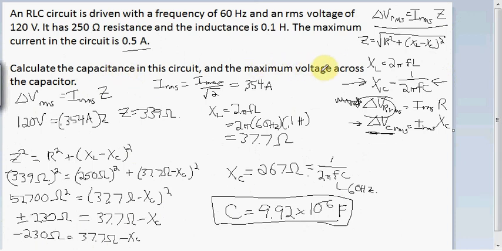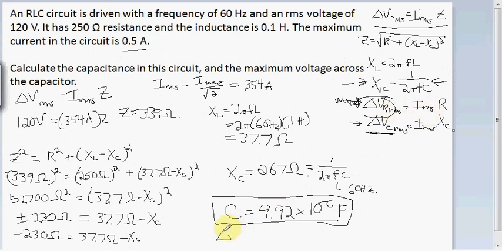And then the other thing we want is the maximum voltage across the capacitor. Now, the thing I want to point out here is that I've written all these equations that relate delta V something RMS to I RMS. There's one, there's one, there's one. There's another one I haven't bothered with for the inductor. All these equations that relate the RMS voltage across some device to the RMS current work just as well for the maximum values, because the maximum values just differ from the RMS values by a factor of the square root of 2.